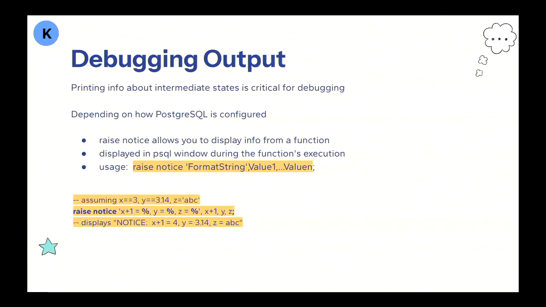So this is an example here. We can use percentage signs as placeholders for the variables in this format string. It's very straightforward. This is not as complex as the format strings in C. You just need to use the percentage sign as a placeholder, and the order of the variables in the list matters here. So this is how you should use raise notice. And when you do debugging, you can just use raise notice to print out some intermediate values of the variables.